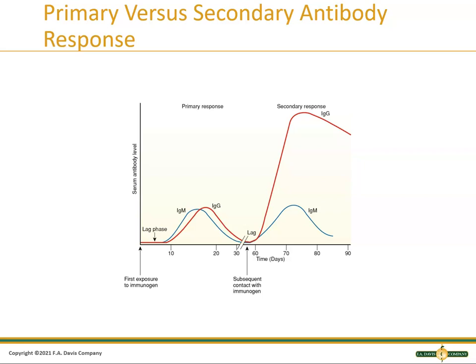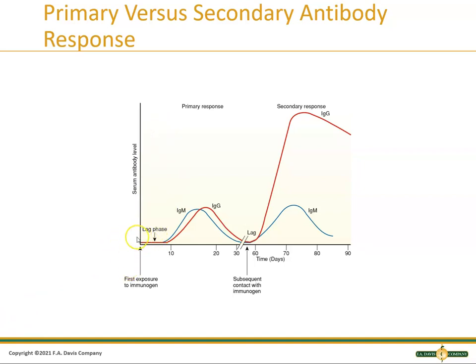Okay, we're going for part 2 of chapter 5 here. So we're looking at, I think it's slide 15 in the PowerPoint, but anyway. Okay, primary versus secondary antibody response. So we're looking at how IgM and IgG, the actual antibody level in the serum that we look at. So let's describe this chart here.